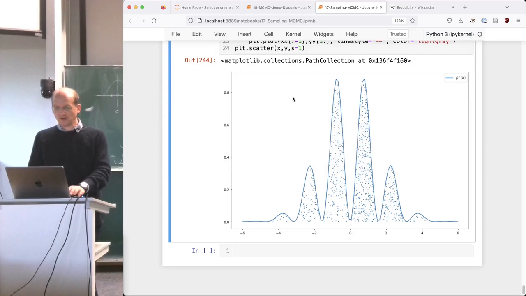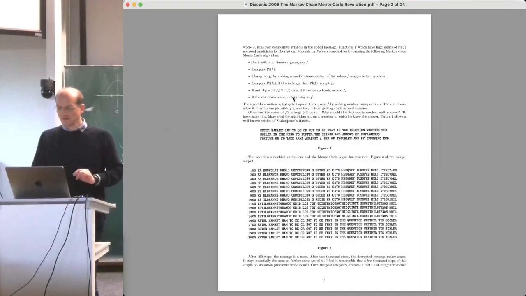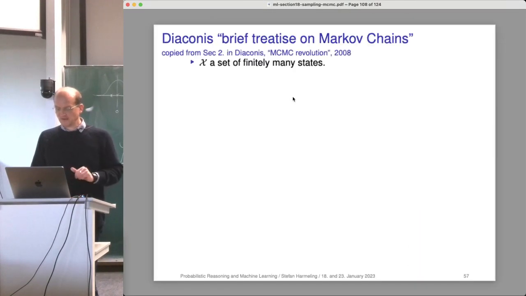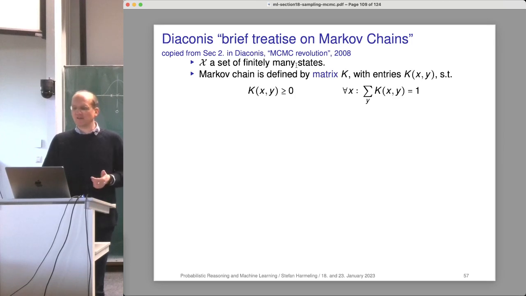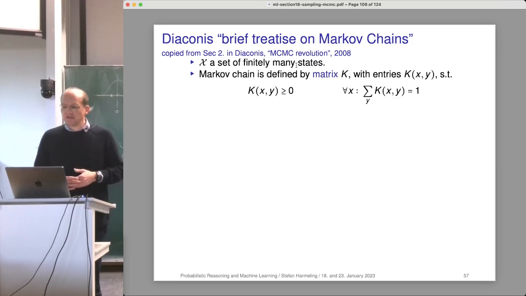So first of all, where are my slides? Here. So here's a short view of his brief treatise on Markov chains. Here he looks at finitely many different states, not continuous spaces, but finite alphabets, basically. And then a Markov chain can be defined by a matrix, right?